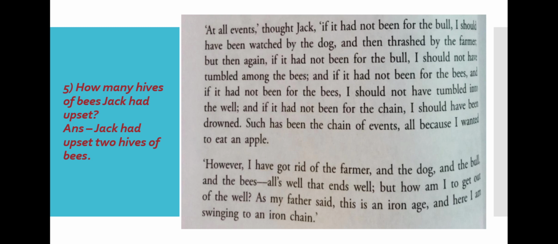As my father said, okay, Jack's father had said, what? It's an iron age. Okay, what age is it? It's an iron age. And here I am swinging on an iron chain. And what was Jack doing? Swinging on an iron chain. Let's see the question. How many hives of bees had Jack upset? Answer. Jack had upset 2 hives of bees.